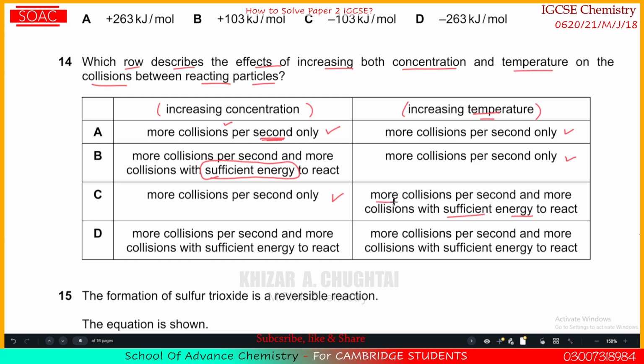Number one, there are more effective collisions per unit time, and the kinetic energy, or the sufficient energy, of the particles also increases. I mean, the new collision is with new sufficient energy, new high energy. So the appropriate option in this column is this one, and in the first column over here, this one. So overall, C is the correct option.